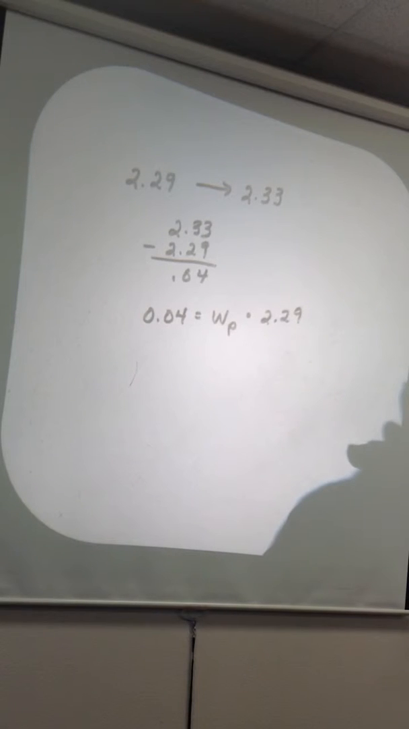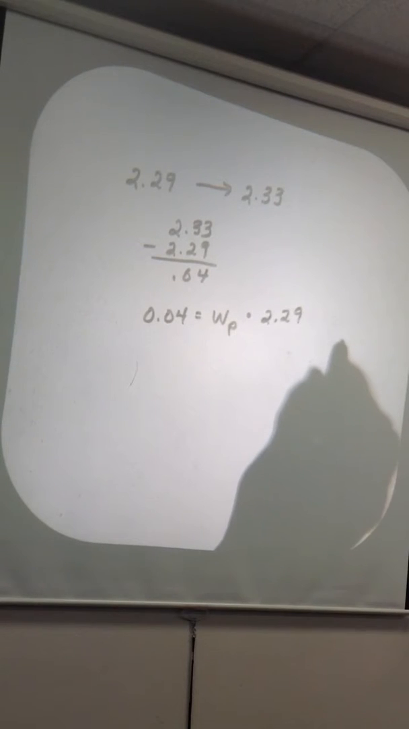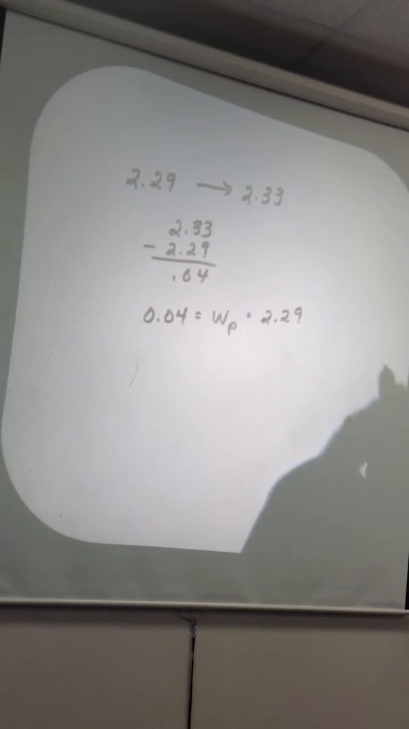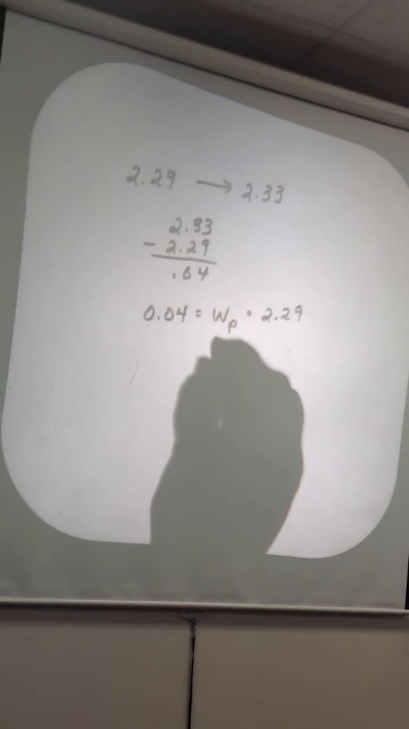Now, is there anything different about that problem than what we've done before? What would we do? Divide both sides by 2.29. That's right. And remember, you're going to get a decimal number that's probably off someplace. I can't tell you how much it is because I can't do it in my head, but it will give you a decimal number that you have to turn back into a percent, because it says what percent.